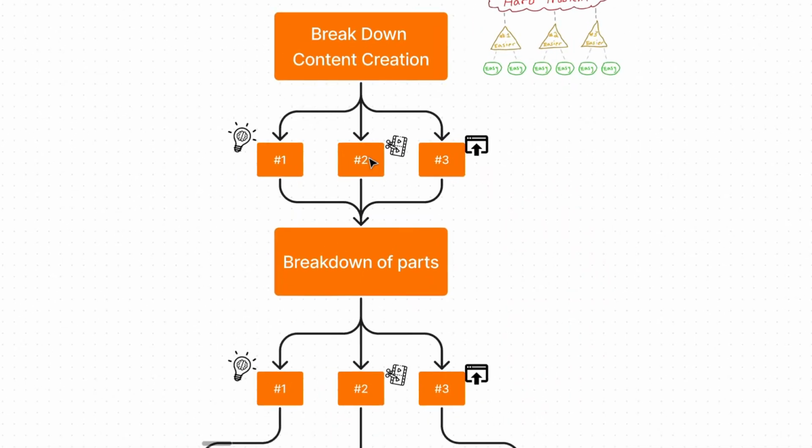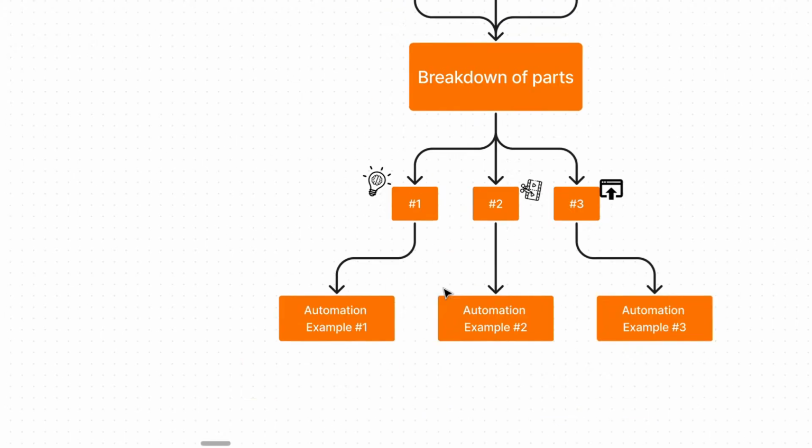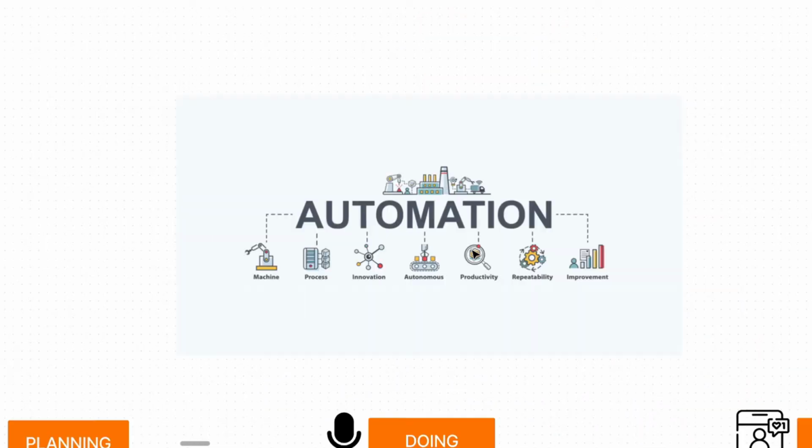Now that we've broken down the content creation process into three main stages and kind of broke down each of the different stages and what happens, we're going to be giving you examples of automations you can use within each stage to make your life a lot easier. Now, these are just examples. In reality, there's literally an infinite possibilities of things you can actually do using automation.